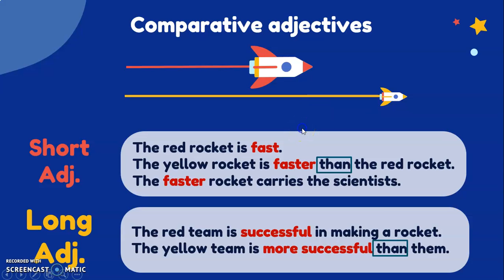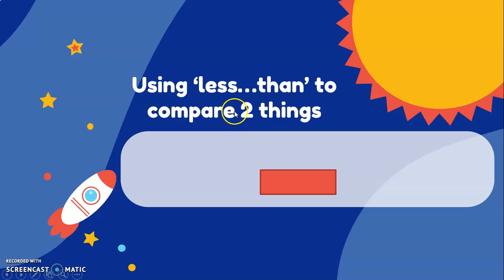As you can see, in both cases, I use the word than. Okay, when we compare 2 things, we use the word than between the adjective and the noun. Faster than, more successful than. Okay. What if I want to do it the other way around? I want to use the word less to say which rocket is less fast. It's slower. You may say it's slower, or you can also say that it's less fast.